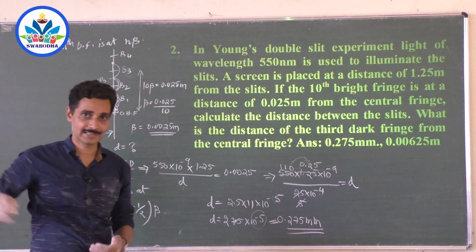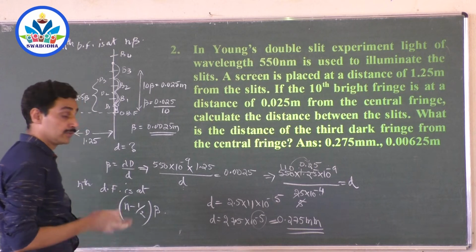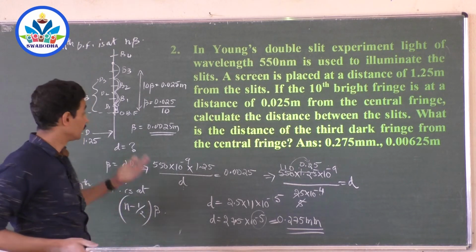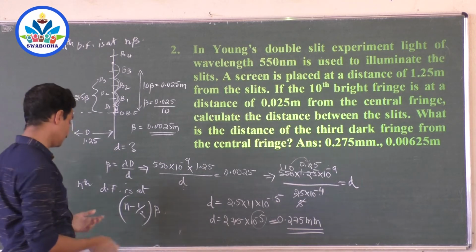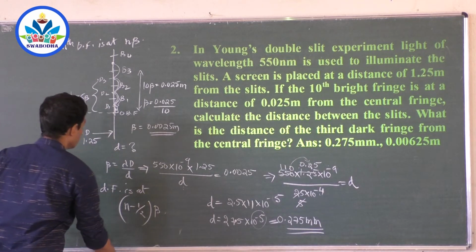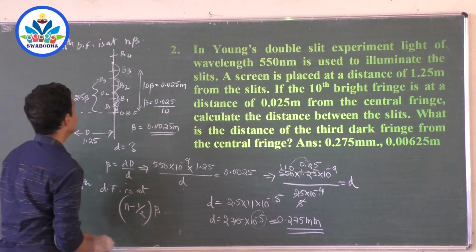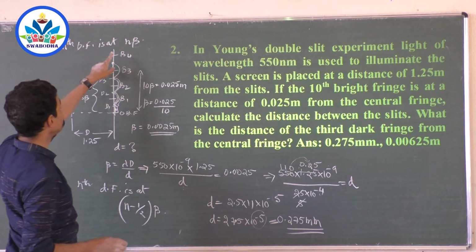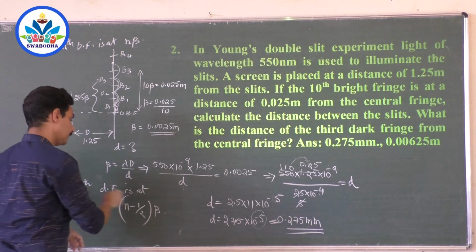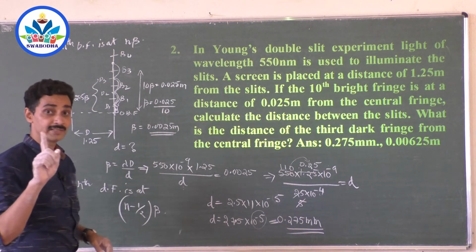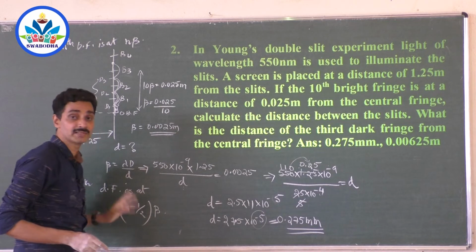That is what we were discussing in the PPT class. There you were not able to see my face. Now you can see my face and you can understand it in whatever way you want. Now, nth bright fringe is always at n beta and nth dark fringe is always at n minus half beta. And in some books you will get n plus half beta.